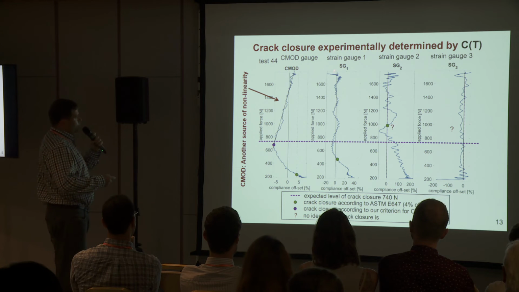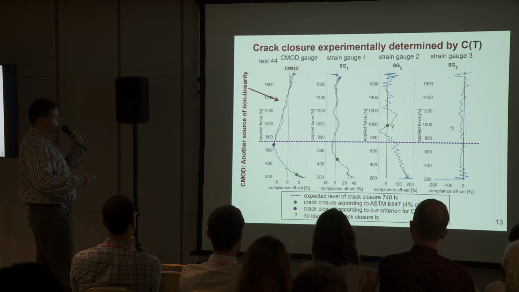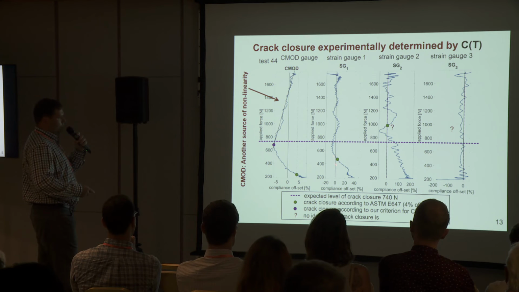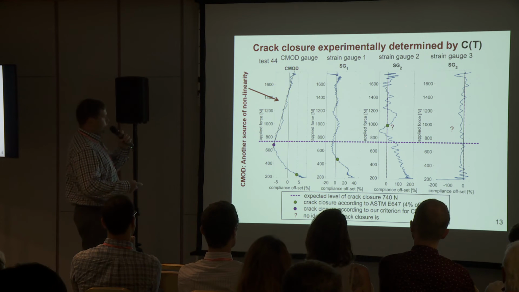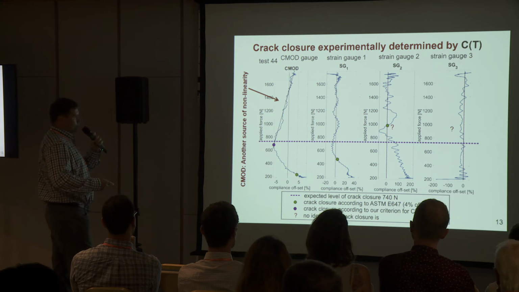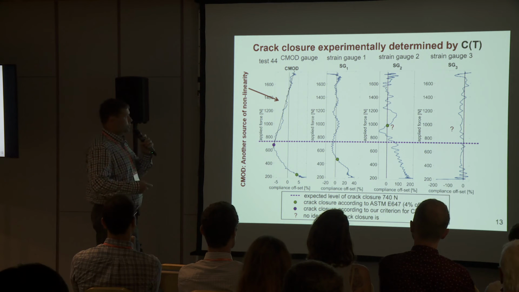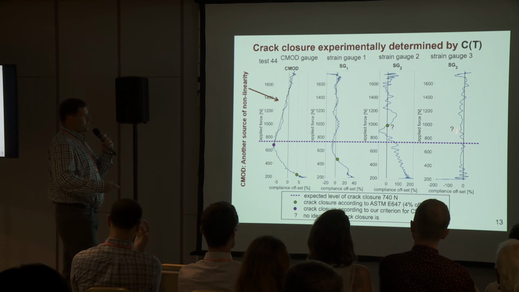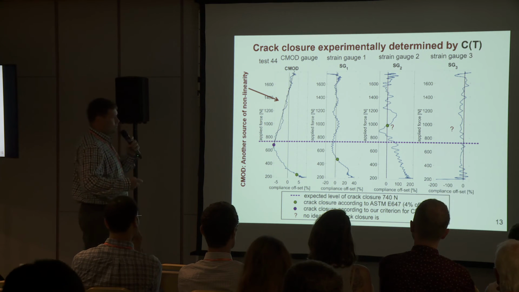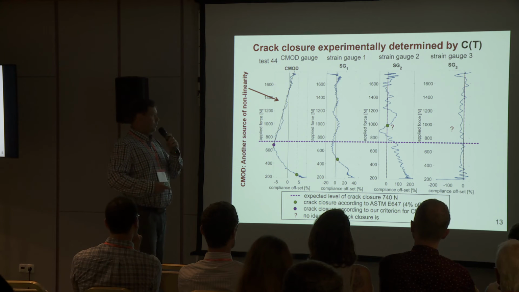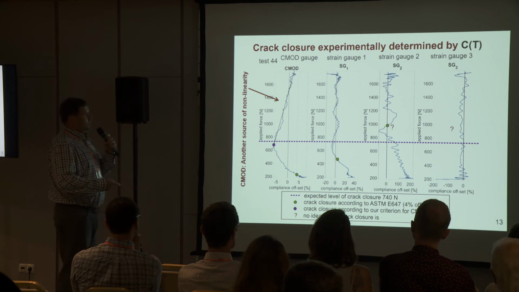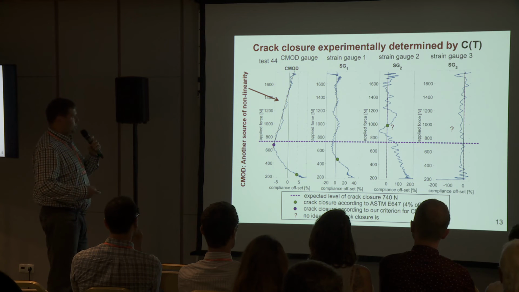Again, looking at the data of strain gauge 1, it seems that according to ASTM, the crack closure is underestimated, but in the case of strain gauge 2, it seems to be overestimated. Still, it's questionable because the signal coming from the strain gauges is quite poor. In the case of strain gauge 3, there is a very weak signal because of a combination of bending and tension load. So the signal is very weak, and I think it's useless to use this data for evaluation of crack closure.